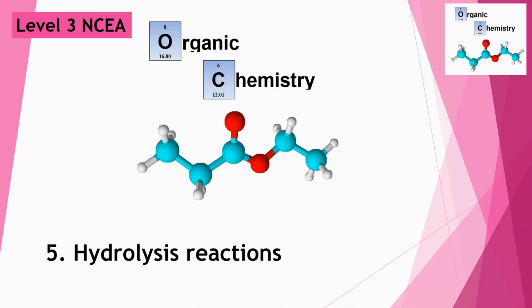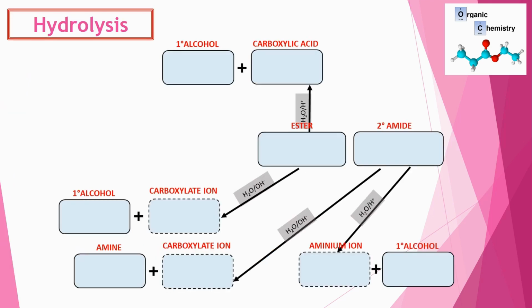Okay, so in this video we're going to look at hydrolysis reactions. Specifically we're going to look at hydrolysis reactions of amides and esters. So hydrolysis is when we add water, either in the presence of acid or in the presence of base. We add it to an ester or an amide. Usually we're talking about secondary amides. We can also have primary amides.